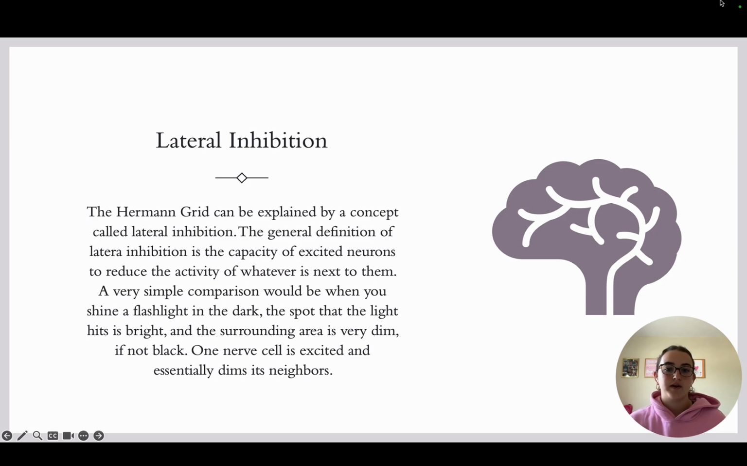So how does the Herman grid happen? It is a process called lateral inhibition. The Herman grid can be explained by lateral inhibition, which is the capacity of excited neurons to reduce the activity of what is next to them. A little comparison that I thought of would be when you shine a flashlight in the dark just onto a white wall, the spot that the light hits is bright and lightened up by the flashlight, and the surrounding area is dim or dark, if not black. So basically, in terms of lateral inhibition, one nerve cell is excited and it essentially dims its neighbors.